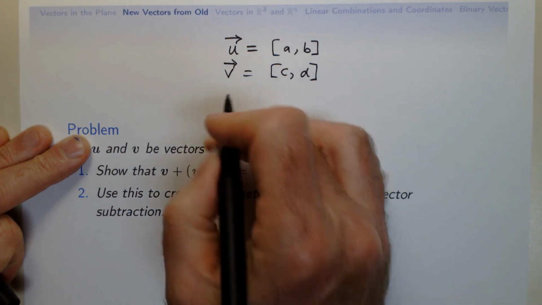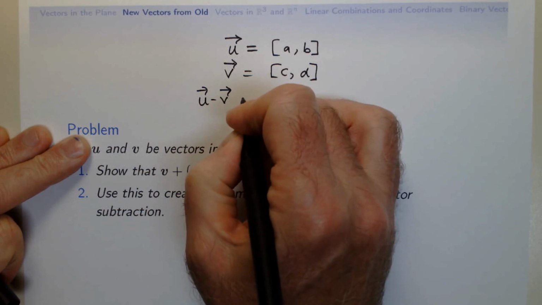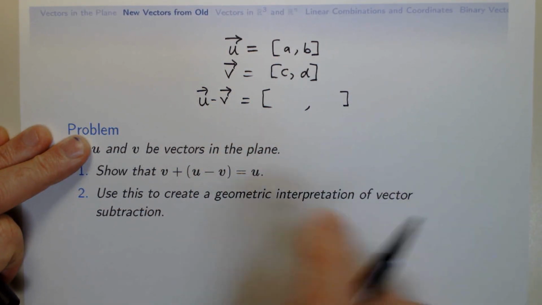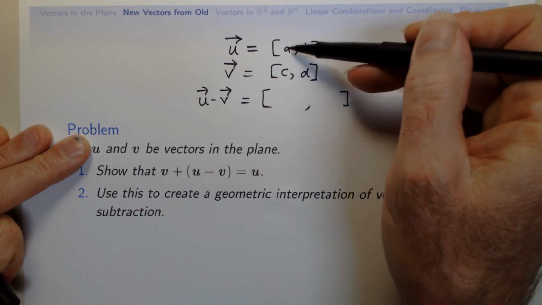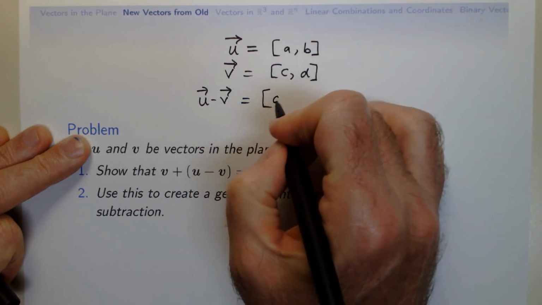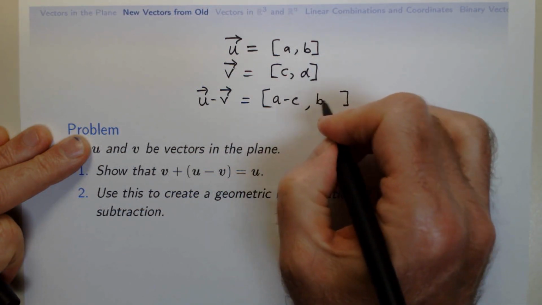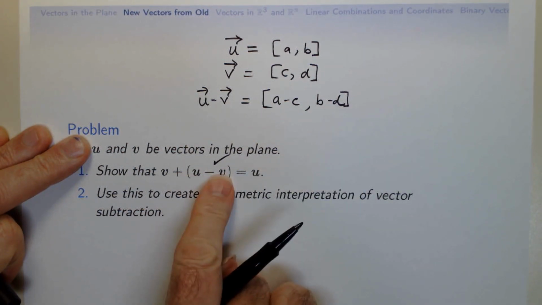And so when we do that, when we take u minus v, we just have to do the subtraction component-wise in the proper order. So u minus v suggests that I have to take the subtraction in this order. So I'll have a minus c in the first component and b minus d in the second component. And that gives us this vector u minus v.